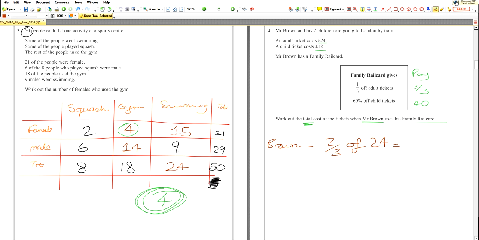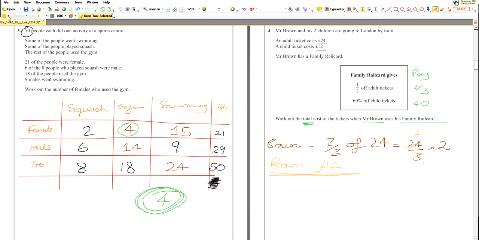You work out 1/3 and you times it. That's right. So to 24, you divide it by the bottom number and times it by the top number. So 24 divided by 3 times by 2. What's 24 divided by 3? The answer is 8. Okay, let's just do the cancelling first. Divide that by 3, divide that by 3, that'll be 8 over 1. So 8 times by 2 now on the top. So Mr. Brown is going to pay how much money for his ticket? £16 is Mr. Brown.